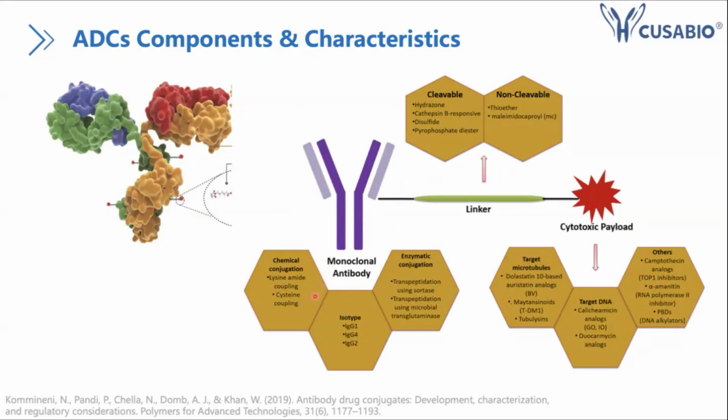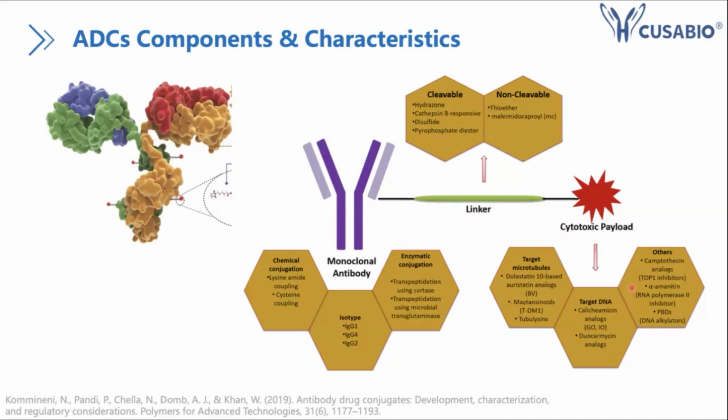I also know that for the recent generation of ADCs, people prefer to use humanized antibodies. The humanized antibody reduces the immunogenicity of the drugs. And besides the monoclonal antibody, the linkers can basically be divided into cleavable linkers and non-cleavable linkers. Another thing I want to emphasize is the conjugation method. The conjugation is between the monoclonal antibody and the linker, so this is to guarantee that the ADC will be conjugated well with the payload.